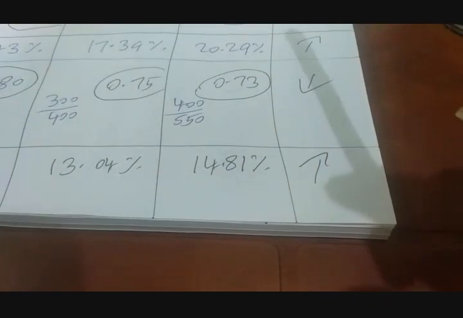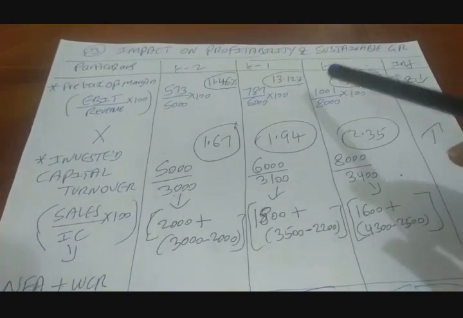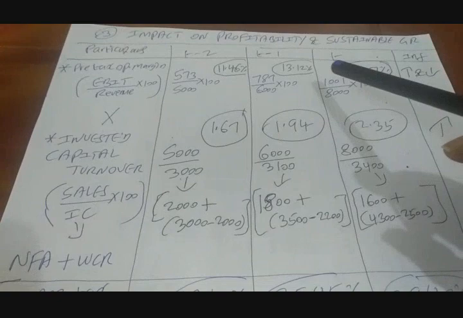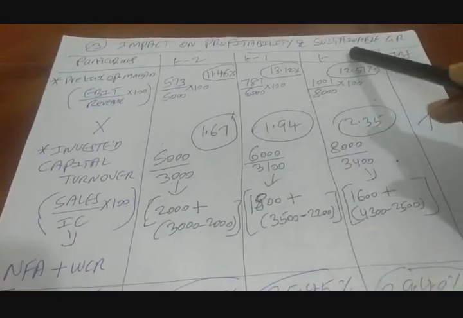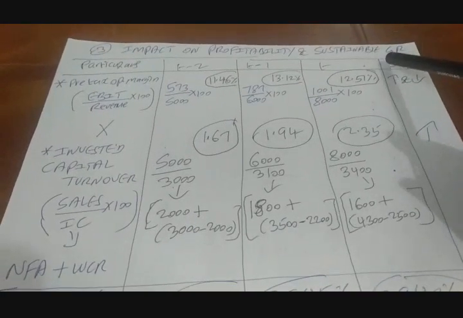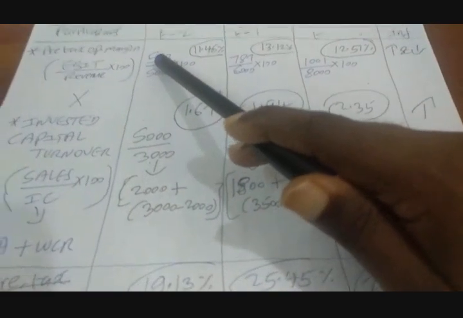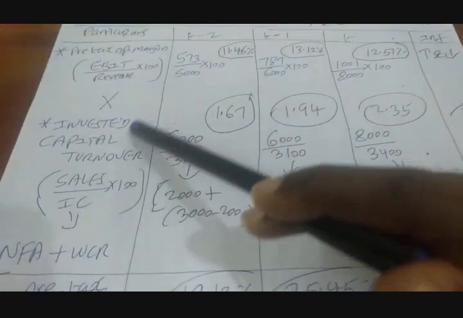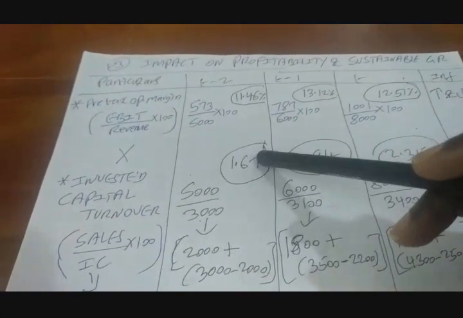If you look at the entire page once again, from top to bottom, our objective here is to find out how investment in working capital, or working capital efficiency, is affecting the profitability and sustainable growth rate of companies. For that, we started with pre-tax operating margin. We multiplied that with invested capital turnover. In pre-tax operating margin, we are not talking about direct involvement of working capital.